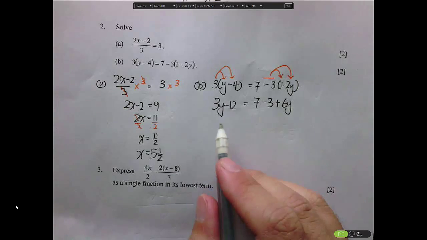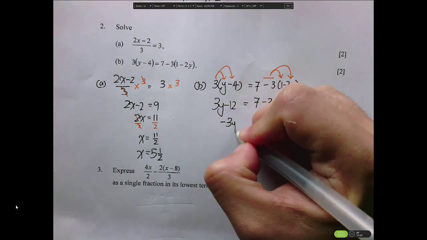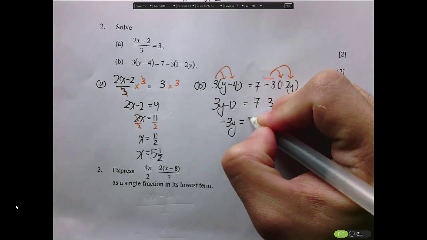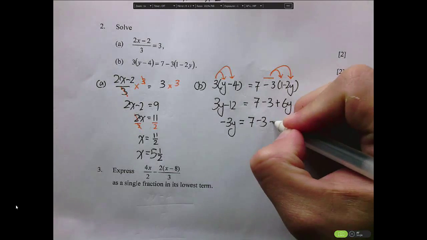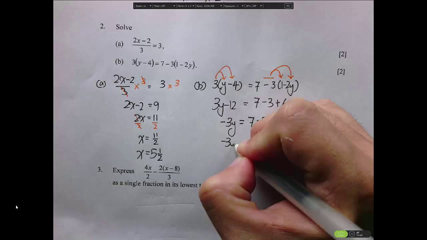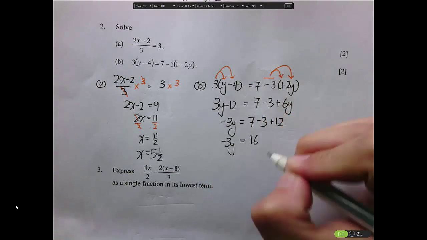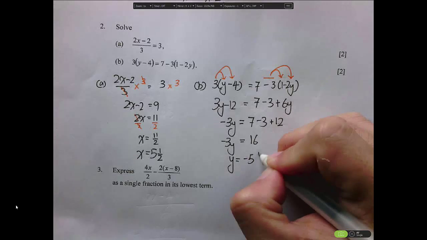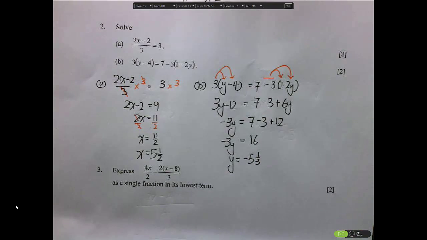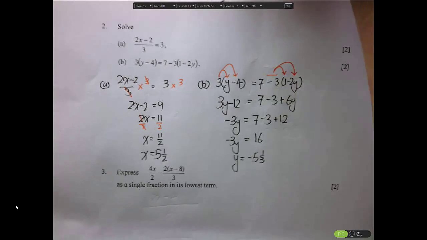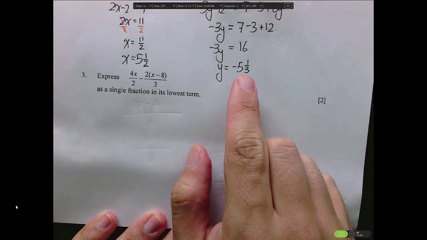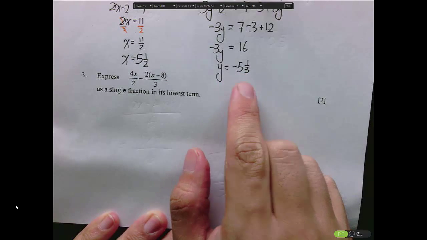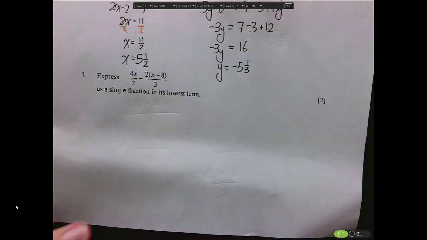Then we simplify here. 3y minus 6y is negative 3y equals 7 minus 3. Here you add 12 on this side, and add 12 on the other side. Negative 3y is equal to 16. y is negative 5 and 1/3, expressed as a mixed number. If you wrote this as negative 5.33, I'm afraid you lose marks in the examination and class test or otherwise. So make it a habit always to write it out as a mixed number, negative 5 and 1/3, and avoid negative 5.33.